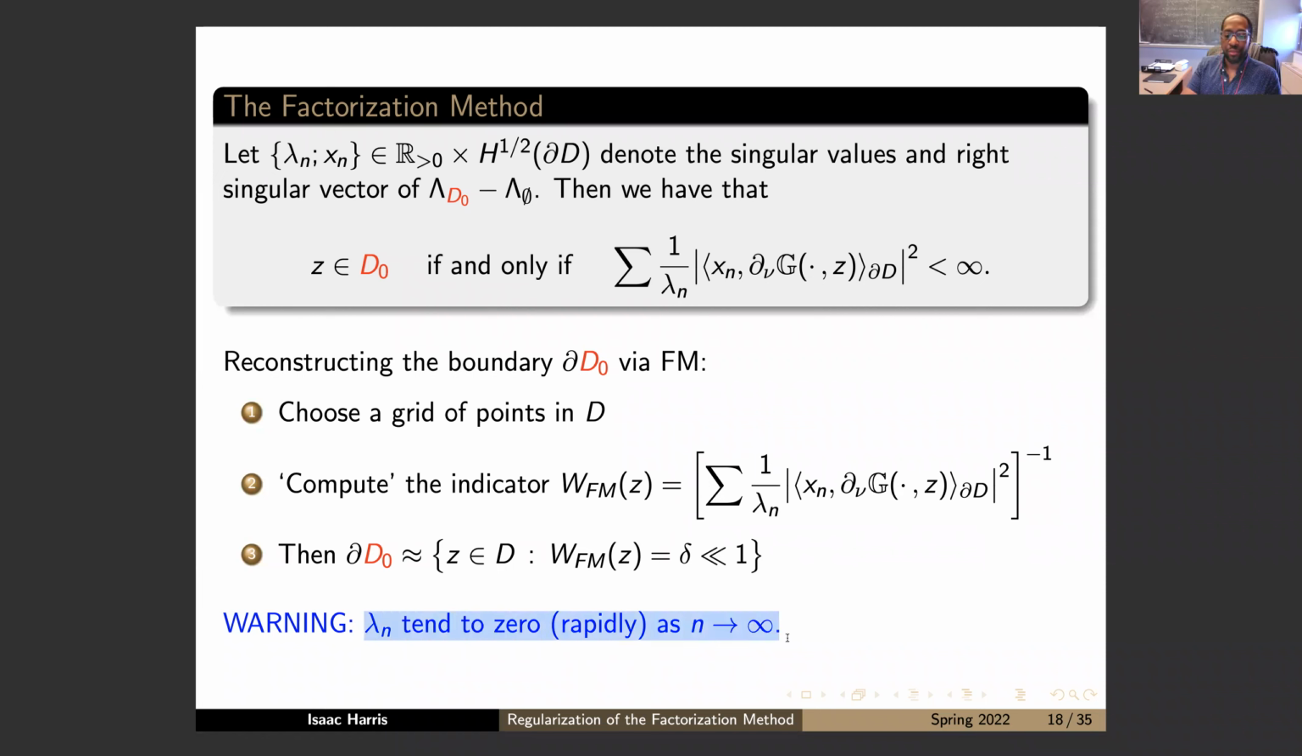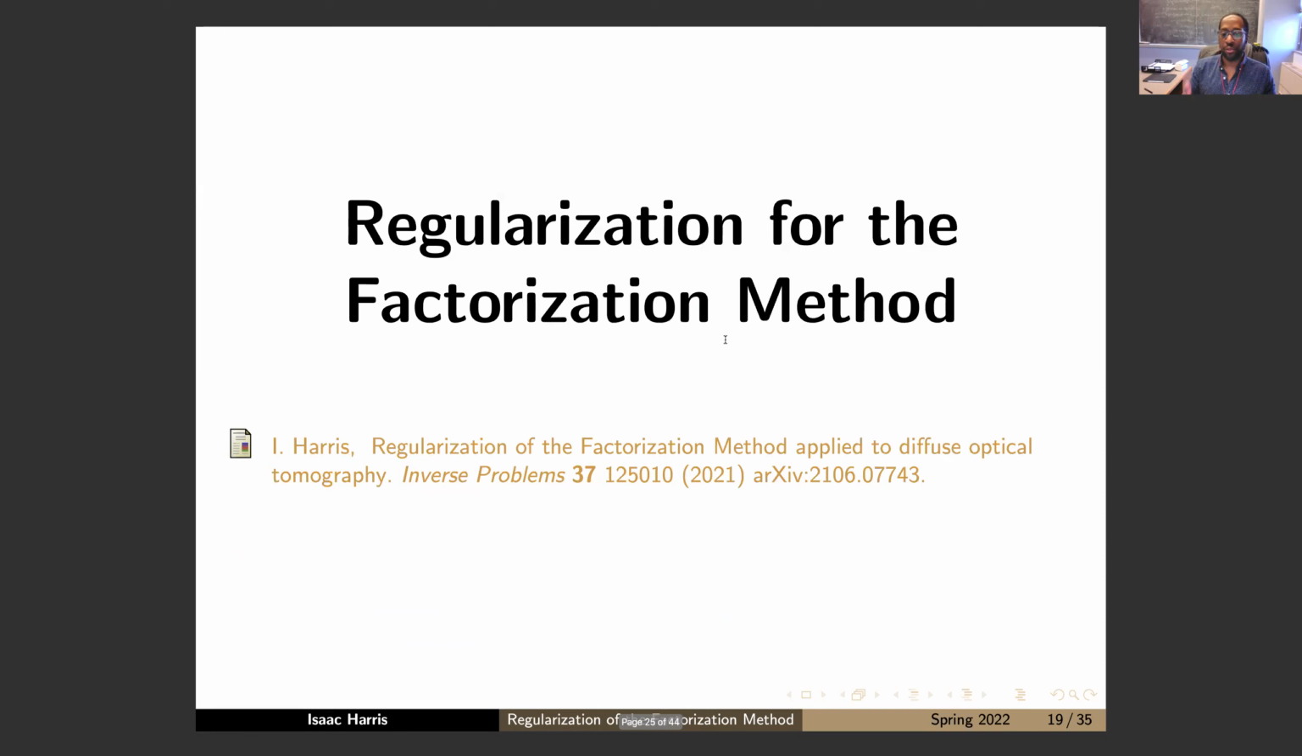So here's the problem. The singular values are going to decay fairly rapidly, especially if the exterior boundary is smooth. Then some elliptic regularity arguments are going to say that that operator is compact. Well, the operator is compact, but if the exterior boundary is smooth, then U minus U0 will be analytic. So that's going to have exponentially decaying singular values. And you definitely don't want to divide by something that's exponentially decaying. So that's where this regularization comes from for the factorization method.